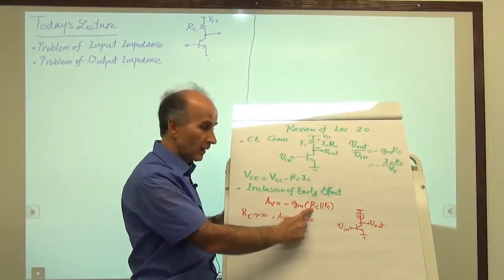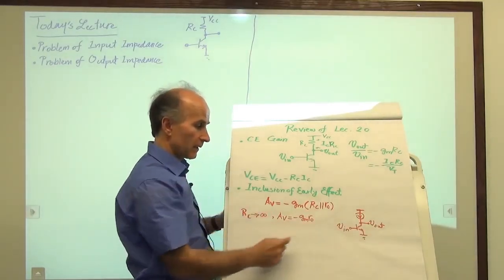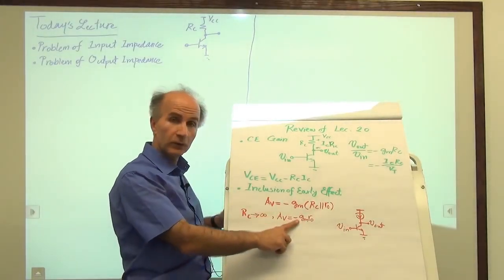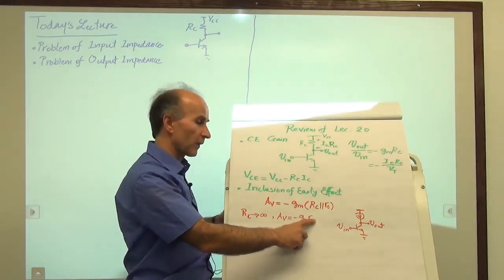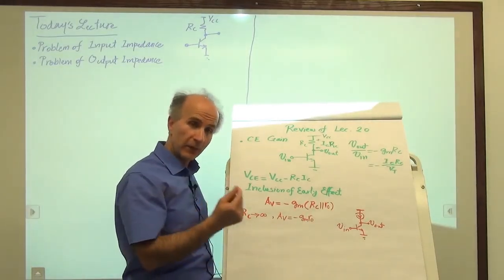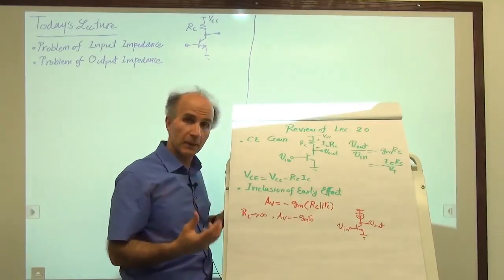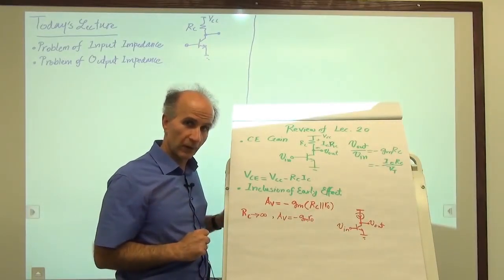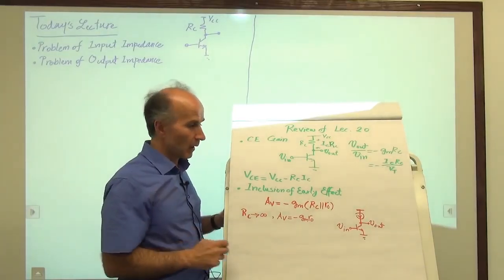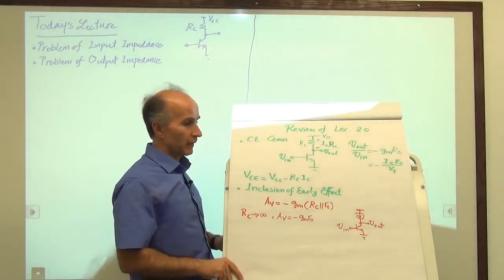In that case, when we have a situation like this, the voltage gain is simply equal to minus GM times RO. And we saw that this is a property of the transistor once it's built. It's just the early voltage divided by the thermal voltage. All right, so this is what we have so far.